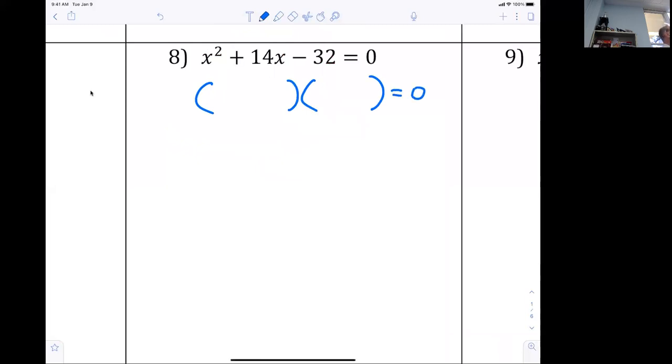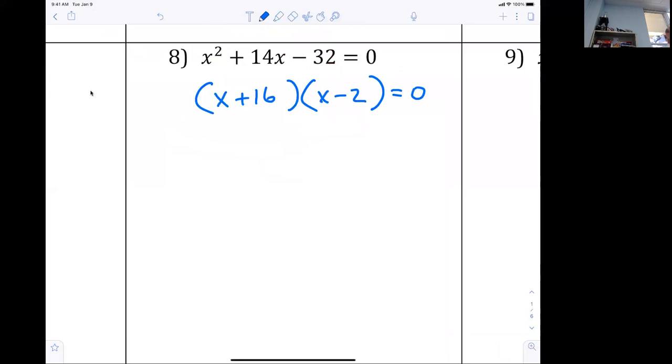Factors of 32 that can be 14. Someone? Thank you. 16 and what? 16 and 2. All right. So x plus 16, x minus 2. Anybody have any issues with that?